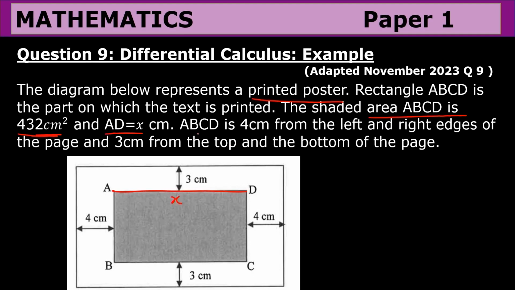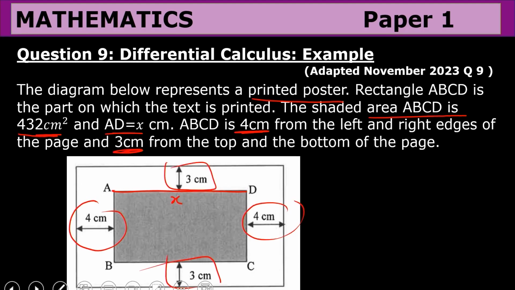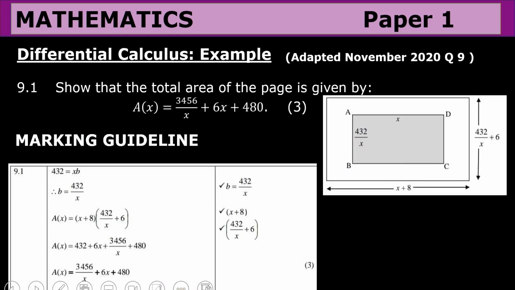And of course, we are told that ABCD is 4 centimeters from the left and right edges of the paper and 3 centimeters from the top and the bottom edges of the paper. The question asked here says, show that the total area of the page is given by. And then there we need to show, so this needs to be our answer.